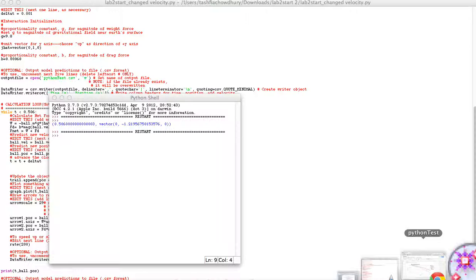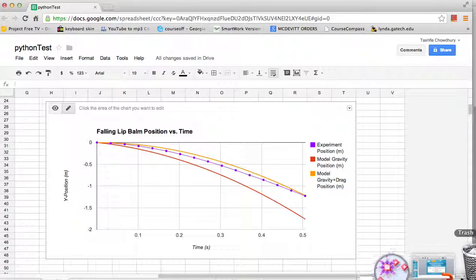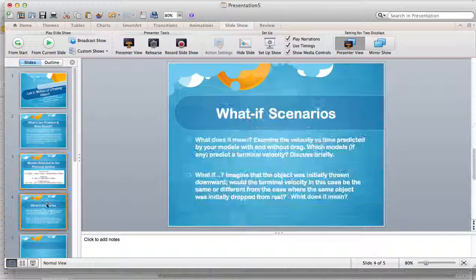Now, here's a graph comparing all the three models. The purple line with the points represents experimental data, while the red line represents the model with only weight force, and the orange line represents the model with both weight and drag force. The model without drag overpredicts the object's motion by a large margin, meaning that the object falls faster without drag. However, at these points, the model with drag underpredicts the object's actual motion, and this may have occurred because of human error on my part, or inaccurate height and mass measurements. Now, to go back and answer a few questions.